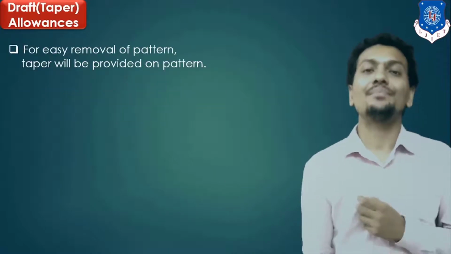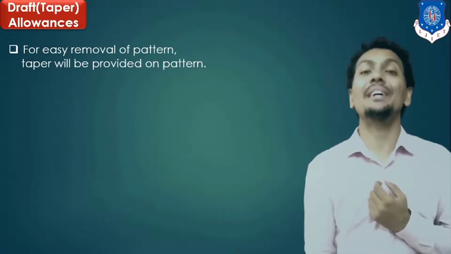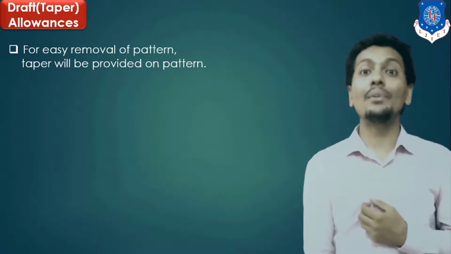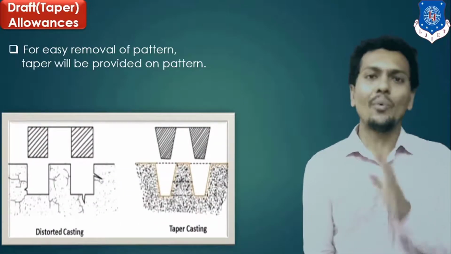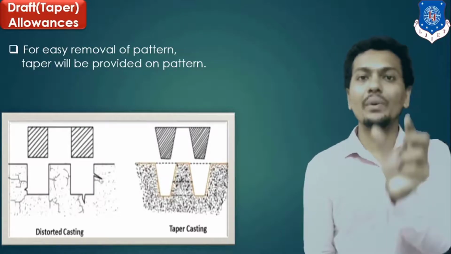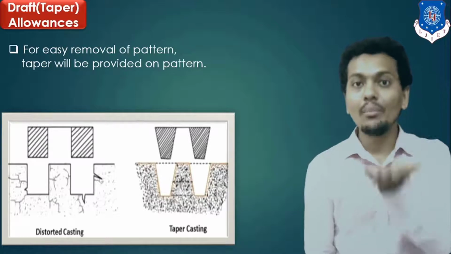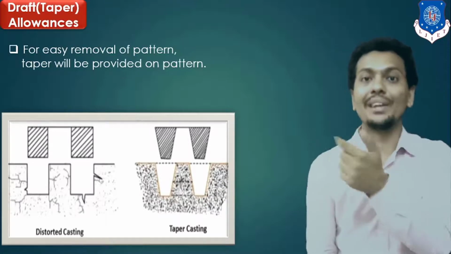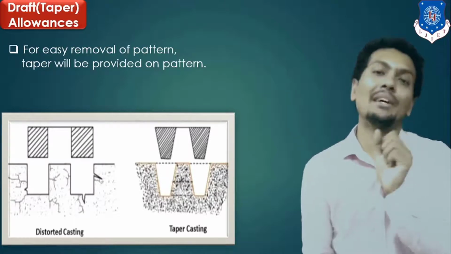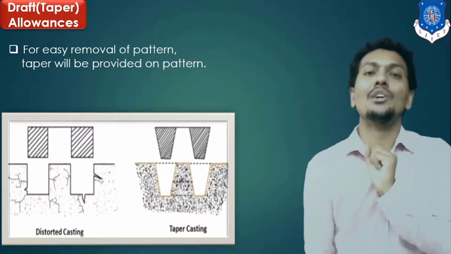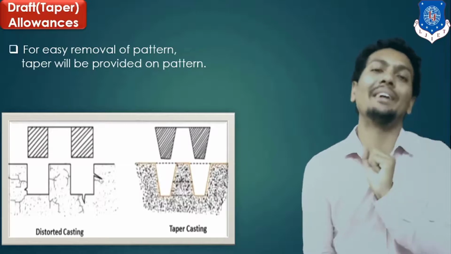So here after that allowance I mentioned the draft allowance or say taper allowance. So what is the concept for draft or taper allowance? So here I mentioned in this figure. What happens if you make your pattern with exactly vertical wall? What happens if you try to remove or withdraw your pattern as shown here? There will be a chance of sand mold damage, or say your cavity damage.